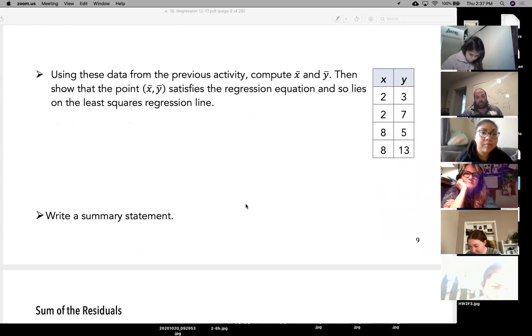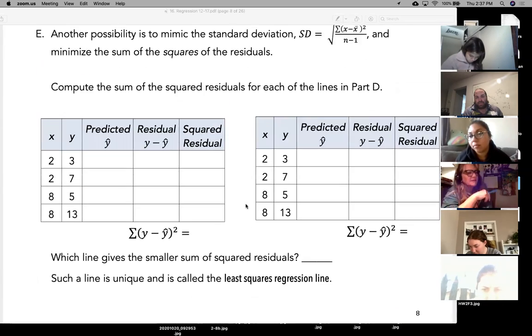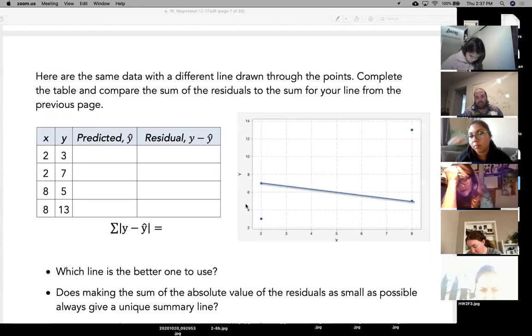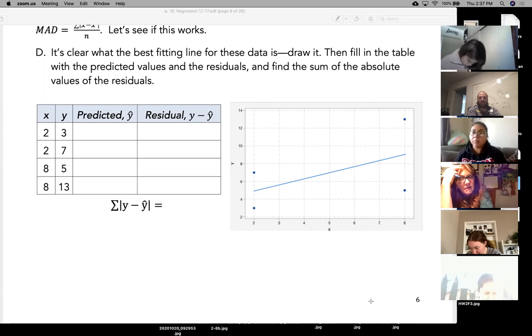So, I'm sorry, Professor, what is the purpose of this? If you're looking for the smallest line... Not the smallest line. Again, you're looking for the least squares line. The least squares line is the one that minimizes the sum of the squares of the residuals.